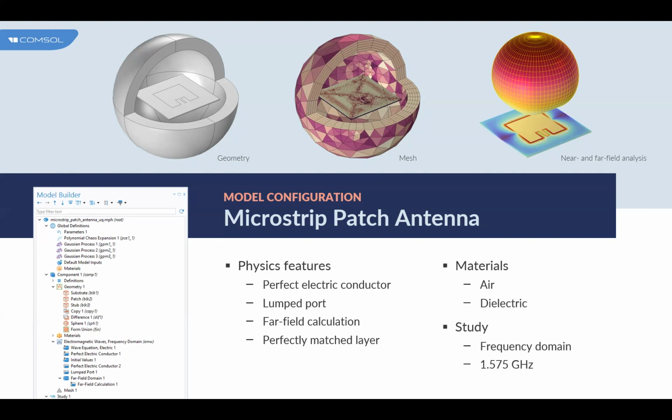The model uses a perfect electric conductor to represent a metallic patch and ground plane that is lossless, or can be considered as lossless and thus negligible. We also use a lumped port for excitation. We use the far field calculation feature to analyze radiation patterns, and perfectly matched layers to absorb outgoing waves and prevent reflections. By capturing these essential physics aspects, the model provides a basic foundation for uncertainty quantification studies to examine how variations in material properties and fabrication tolerances impact antenna performance.